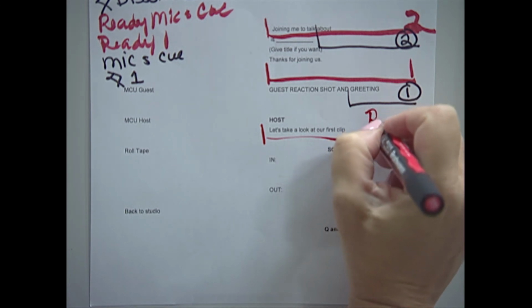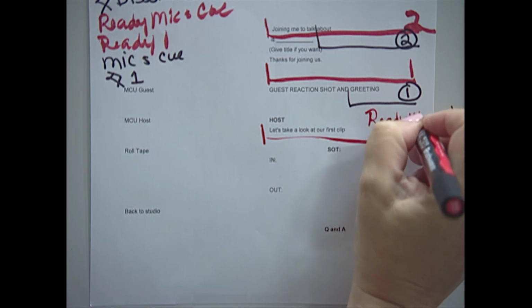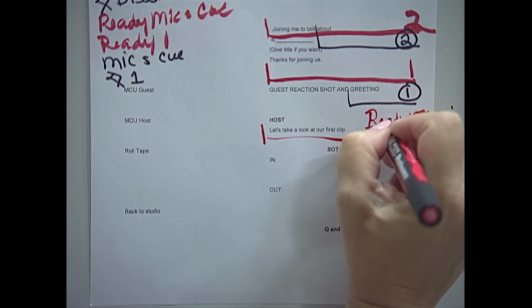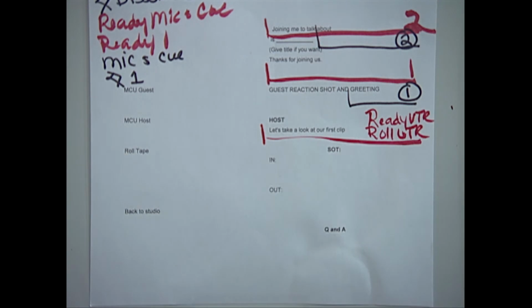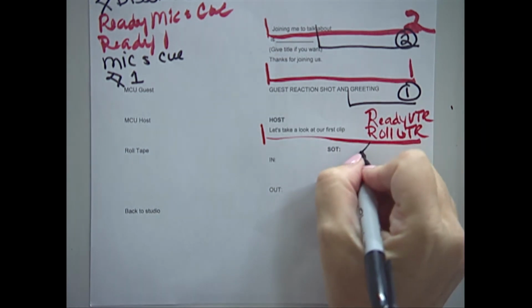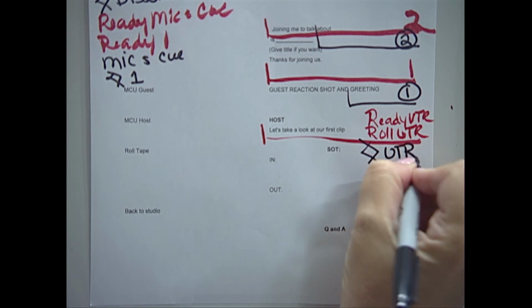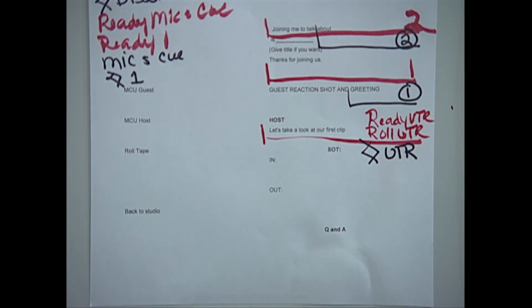ready VTR, roll VTR, and then we have to execute it, so we will dissolve to VTR. Okay? When this happens, the audio knows that they're going to be pulling down the mic and bringing up the VTR, because we don't want to hear the person underneath in the studio talking during the clip. The technical director knows that they're going to be running from camera 1 into a roll-in. We dissolve because it looks prettier.